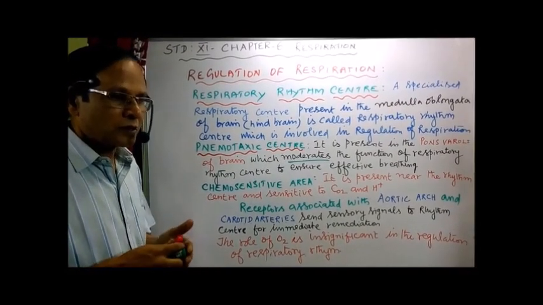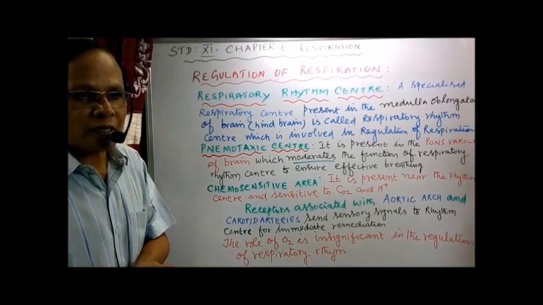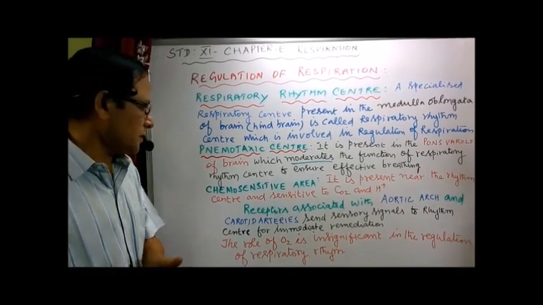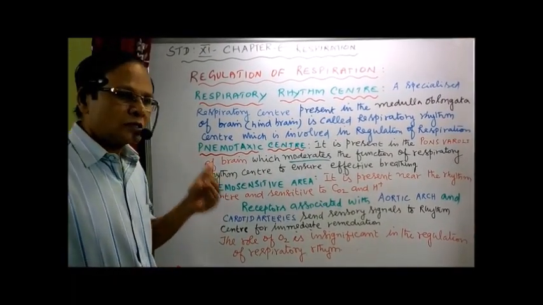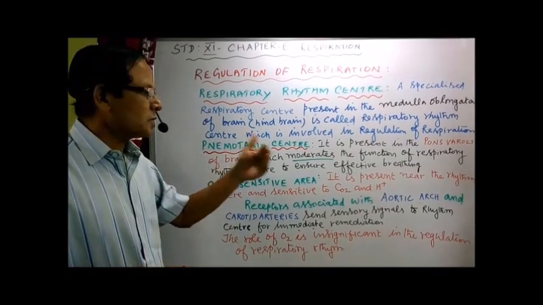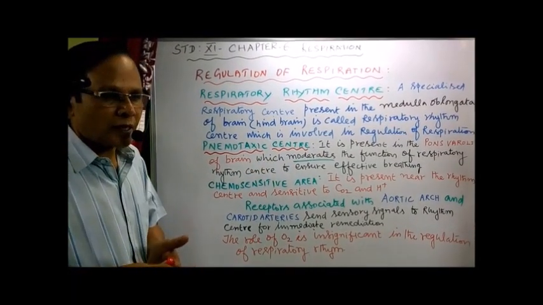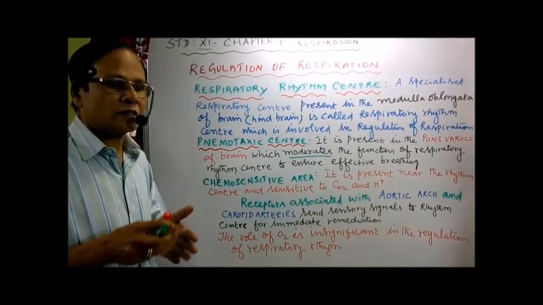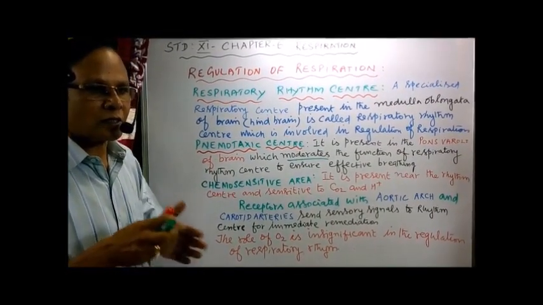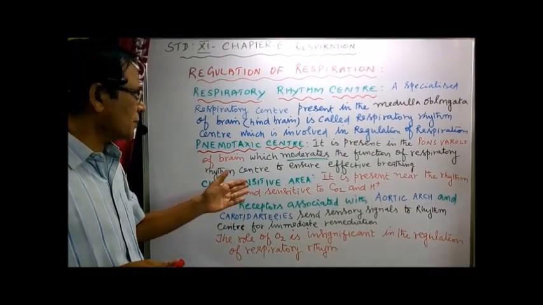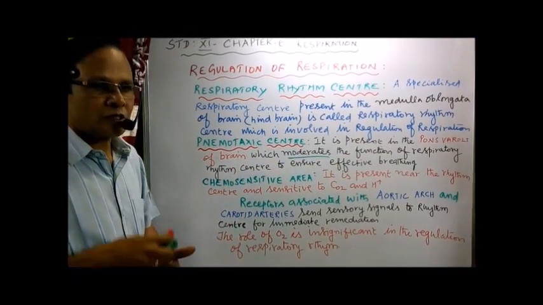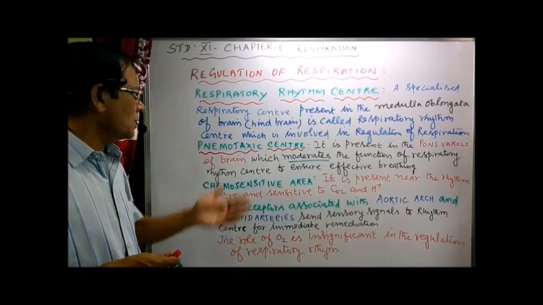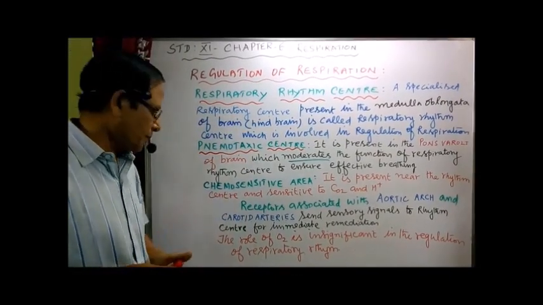They are stimulated according to the concentration of hydrogen ions and carbon dioxide, and not oxygen. So they send stimuli or signals to the respiratory rhythm center, which immediately acts for remediation. According to the concentration of carbon dioxide and hydrogen ions, we have either inspiration or expiration. That is what is happening. That stimulates the remediation process of the respiratory rhythm center.